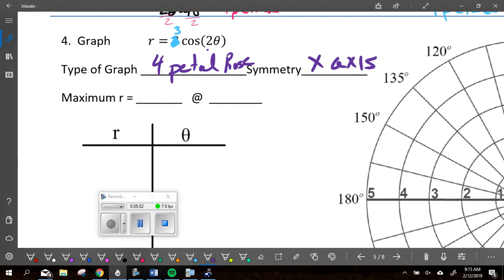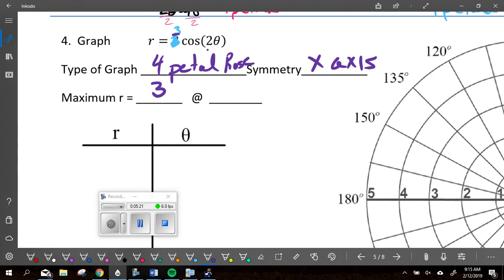Here's the thing you'll notice. If it's got an even amount of petals, it's going to have a lot of symmetry. If it has an odd amount of petals, that's when the symmetry is really going to matter. So this one, it's got a lot of symmetry. Maximum. Show me with your fingers what your maximum radius is going to be. 3. Your maximum is 3 because that's the biggest number.